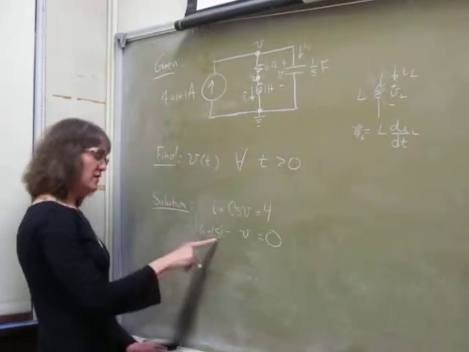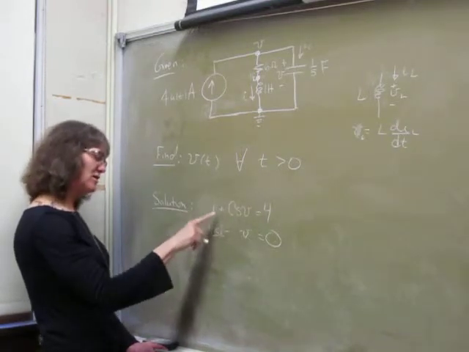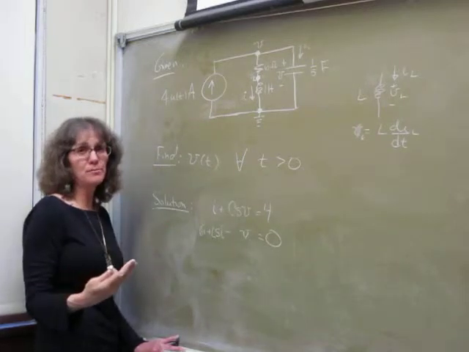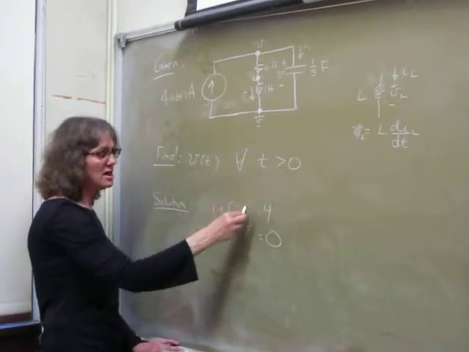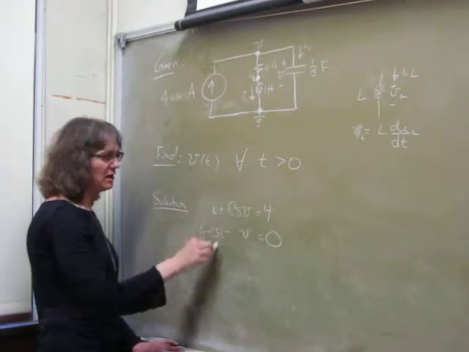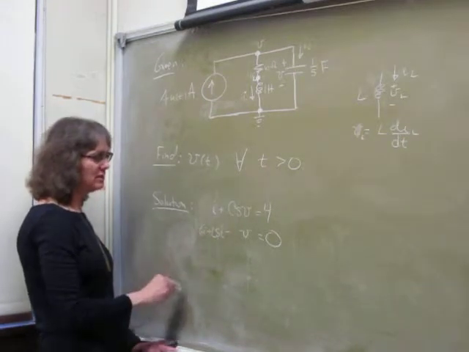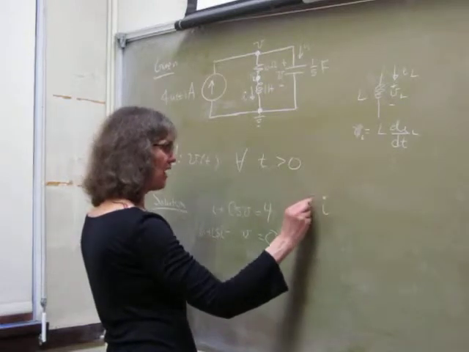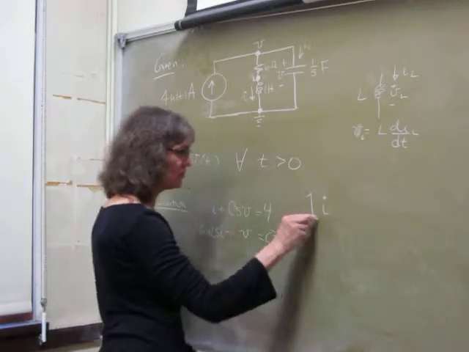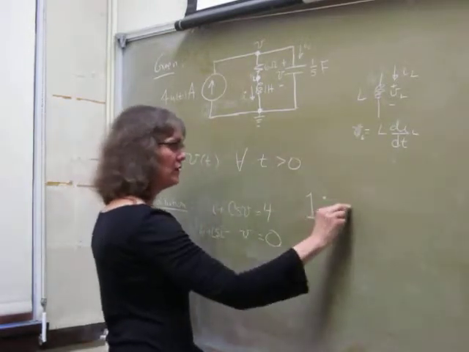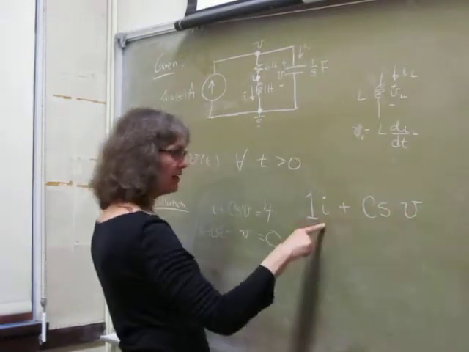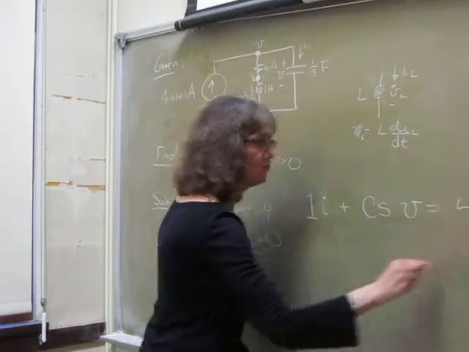All right, and then I'm almost there. What I'm looking for is to set up Cramer's rule, where you take the unknowns and make a column out of them. I'm not quite there yet. So I'm going to rewrite it here. So I have I, and just to explicitly show the coefficient, 1I plus CS times V, so I and V are the unknowns, equals 4.